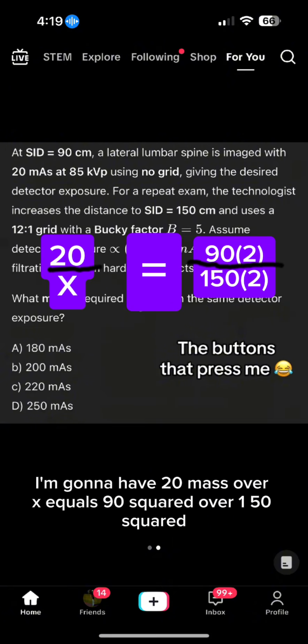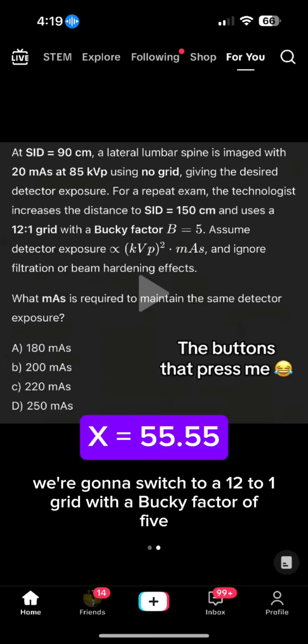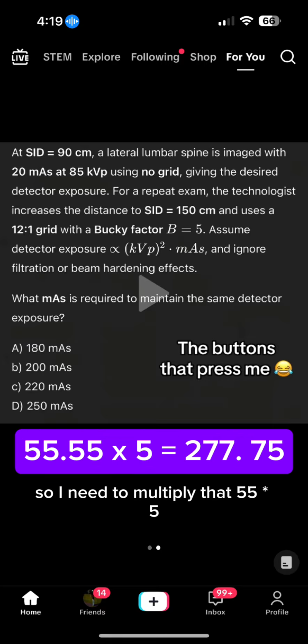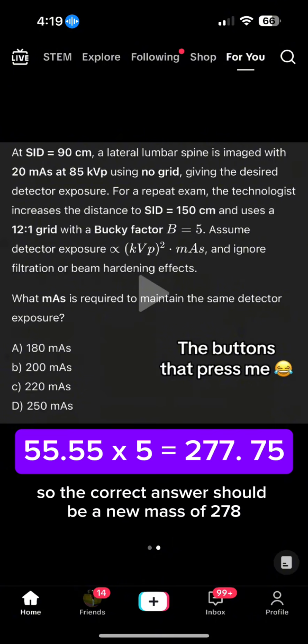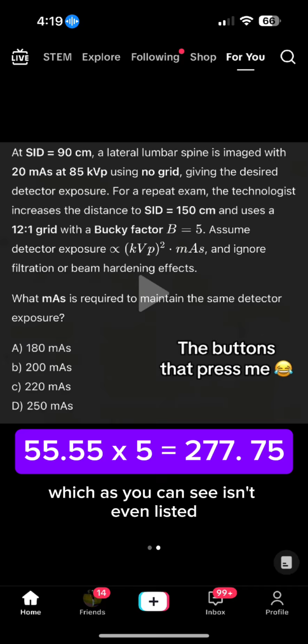But remember, it mentions in here that when we are switching to that 150 centimeters, we're going to switch to a 12-to-1 grid with a Bucky factor of 5. So I need to multiply that 55 times 5, which actually gives me about 277, 278. So the correct answer should be a new mass of 278, which, as you can see, isn't even listed.